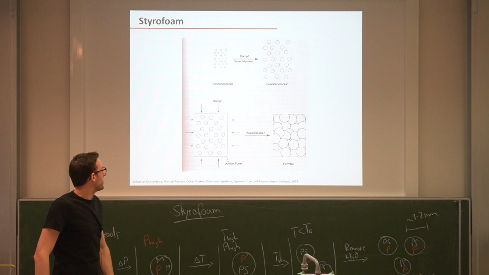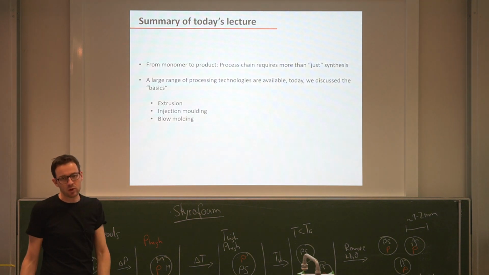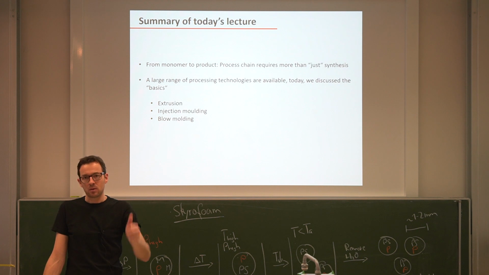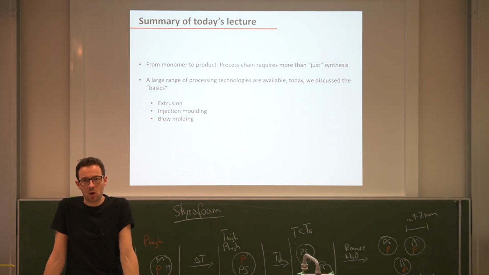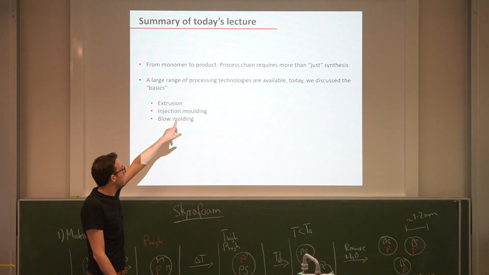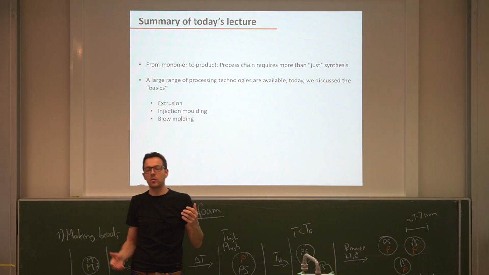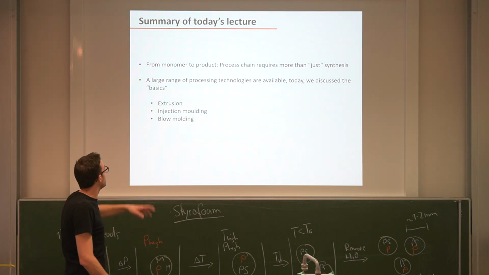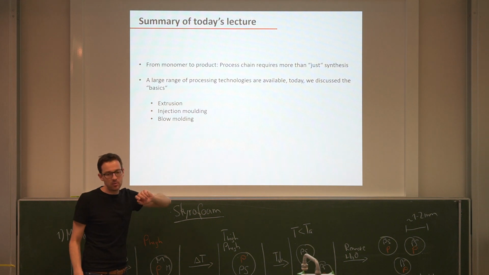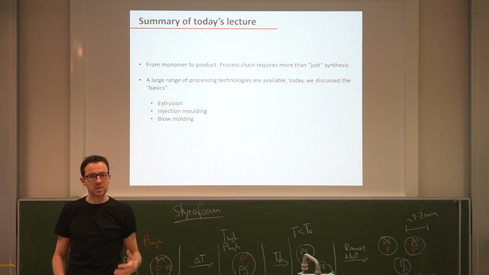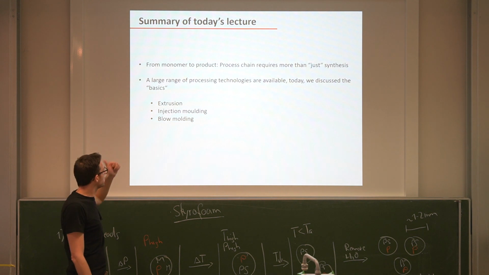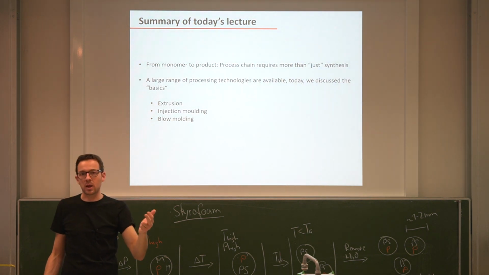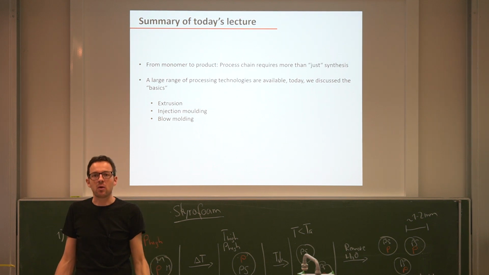Okay, and with this we are at the end of today's lecture. So what have we learned? Just as a little recap, we discussed pretty much entirely in the lecture how we get from a monomer to a product, and looked at the process chains and saw that it requires much more than just polymer synthesis. And then we saw that there's a really large range of processing technologies available, and today we just discussed the very basics, and these very basics were extrusion, injection molding, blow molding, and if you want a bit the specialized way of making foamed materials by adding and releasing foaming agent.